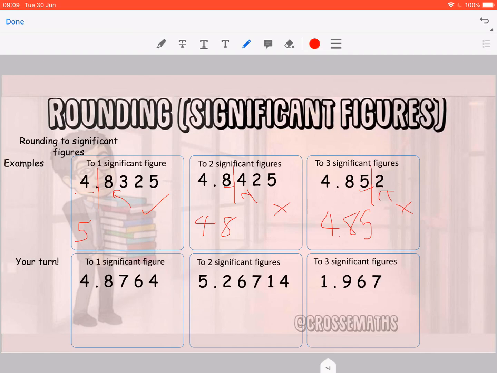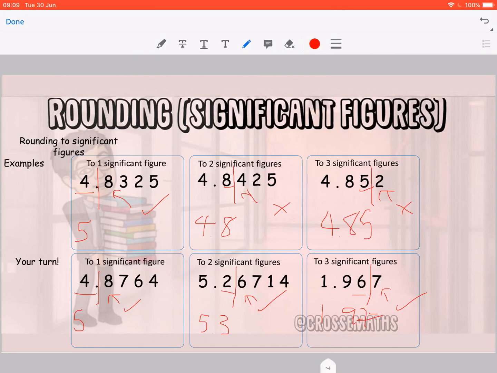Right then, so hopefully that's all finished. I'm going to count across 1 again. Magic line goes in. That 8 is 5 or more, so I'm going to round that up to a 5. Next one, count across 2. Magic line goes in. That 6 is 5 or more, so I'm going to round that up to 5.3. And count across 3 now. That 7 is 5 or more, so I'm going to round that up to 1.97.